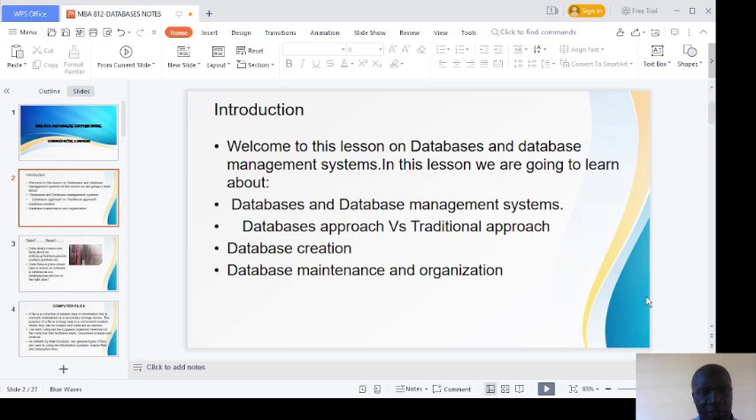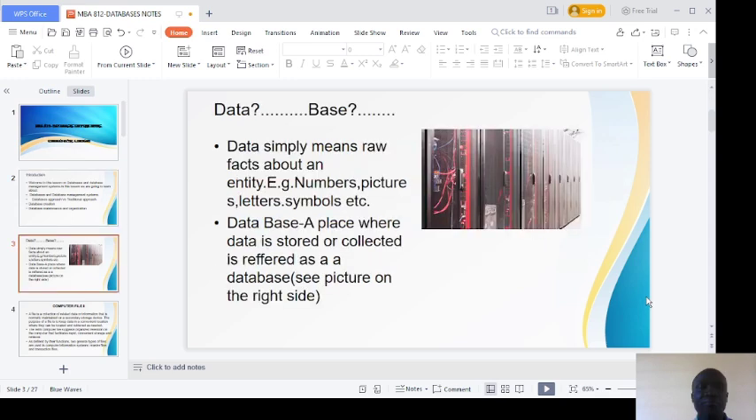Now, let's start first things first. What do you mean by the term data? And what do we mean by the term base? So, simply put, data means raw facts about an entity, about a thing. It could be just a number like 1, 2, 10, 100. It could be a picture of an entity, of an item.